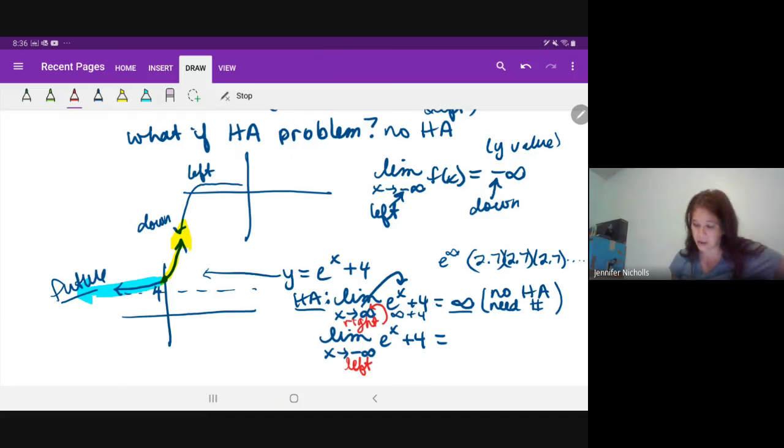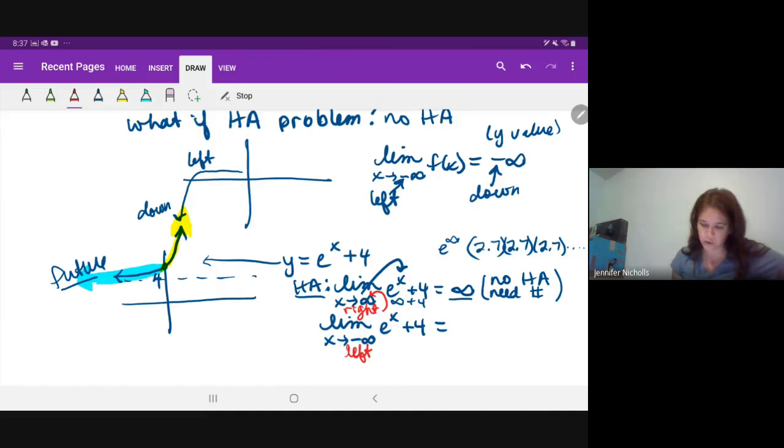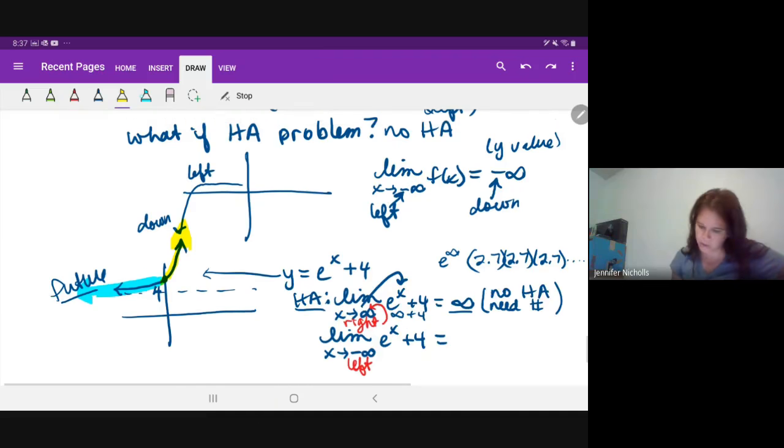Yes, so it's none. None on that side, exactly. So there's no horizontal asymptote on this one. Oops, let me erase that. So there's no horizontal asymptote on the yellow one. And then what about this one? So this is kind of cool.